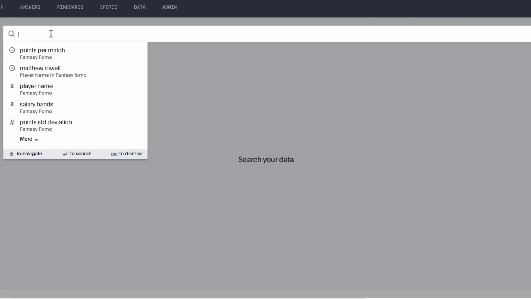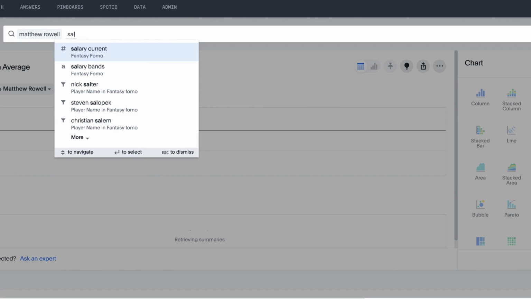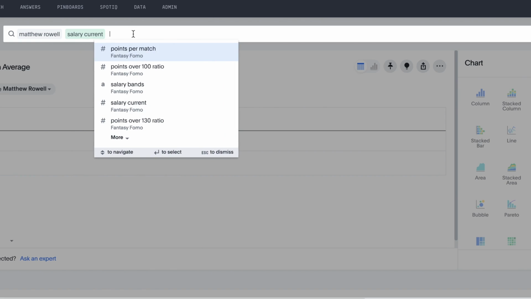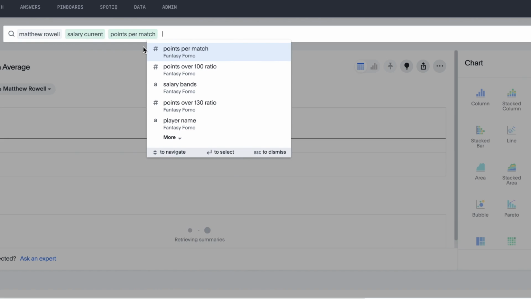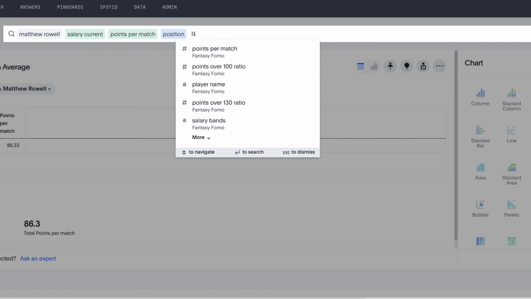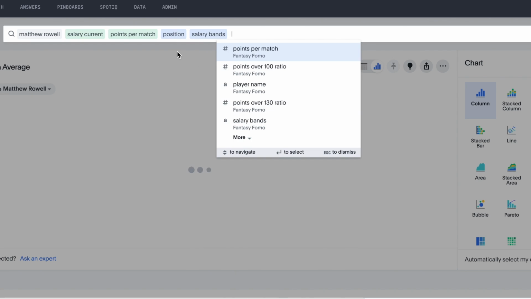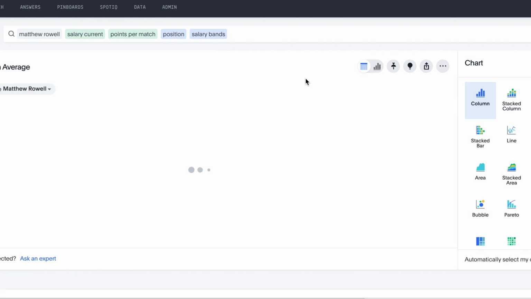I'm just going to start typing in Matty Rowell so we can have a look at his particulars. So grab his current salary, his average points per match, the position that he's currently in, and just salary bands so we can filter down, because we're going to have to find some replacement players around this price range.